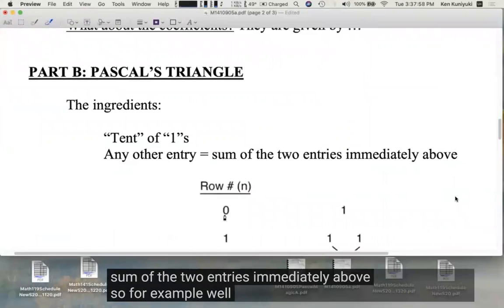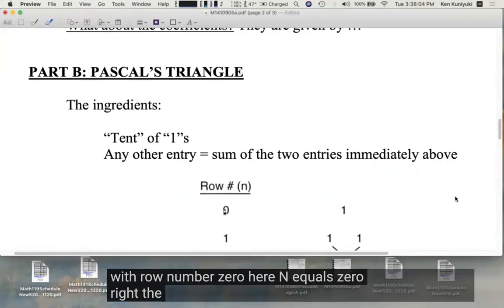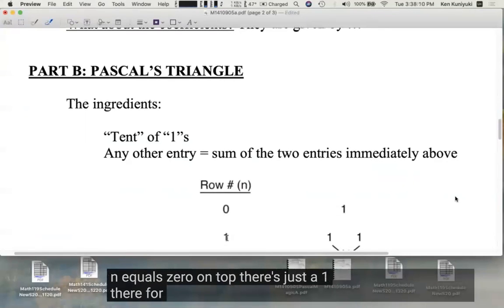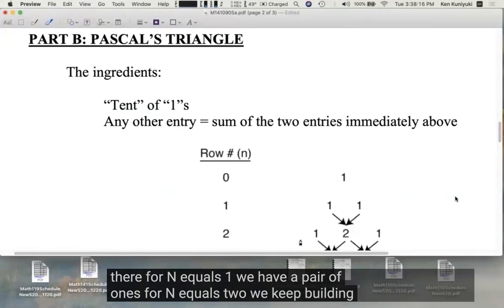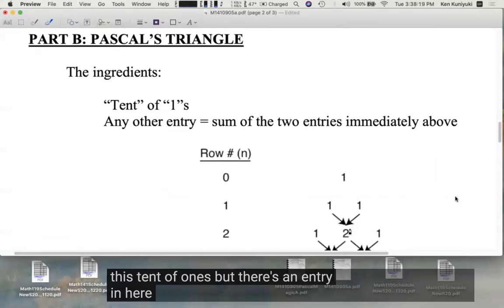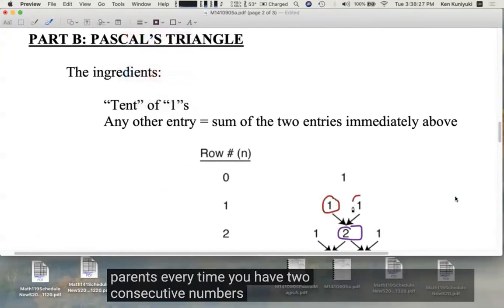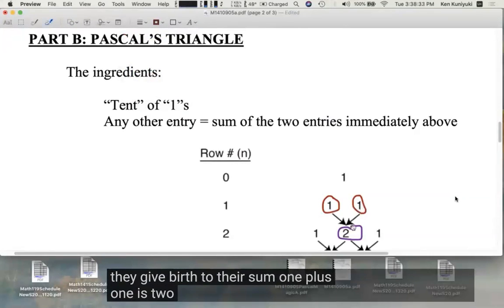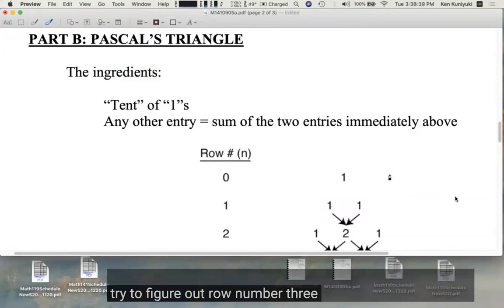So for example, this is Pascal's triangle, in fact. At the top, you start with row number 0. Here, n equals 0. The row number is n. We start with n equals 0 on top. There's just a 1 there. For n equals 1, we have a pair of 1s. For n equals 2, we keep building this tent of 1s, but there's an entry in here. Now, how do we get the 2 here? We get the 2 by taking the sum of the 2 parents. Every time you have 2 consecutive numbers in Pascal's triangle, they give birth to their sum. 1 plus 1 is 2. Try to figure out row number 3.